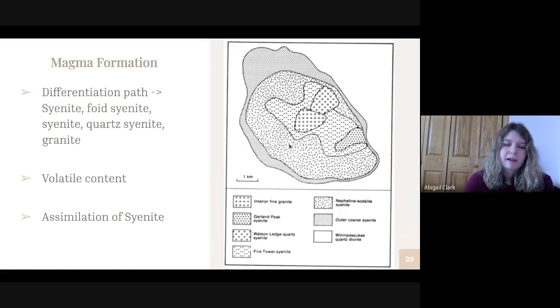So if you remember back to the IUGS classification, we went from the phoid classification, which is no quartz, to having quartz and eventually an overabundance of quartz. So we go from silica undersaturated to silica oversaturated through magma differentiation. And for the phoid syenite, the magma had a high volatile content.